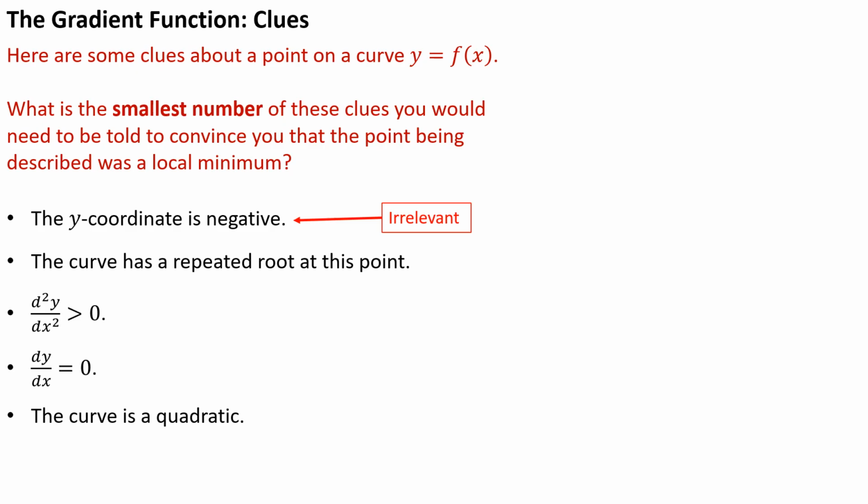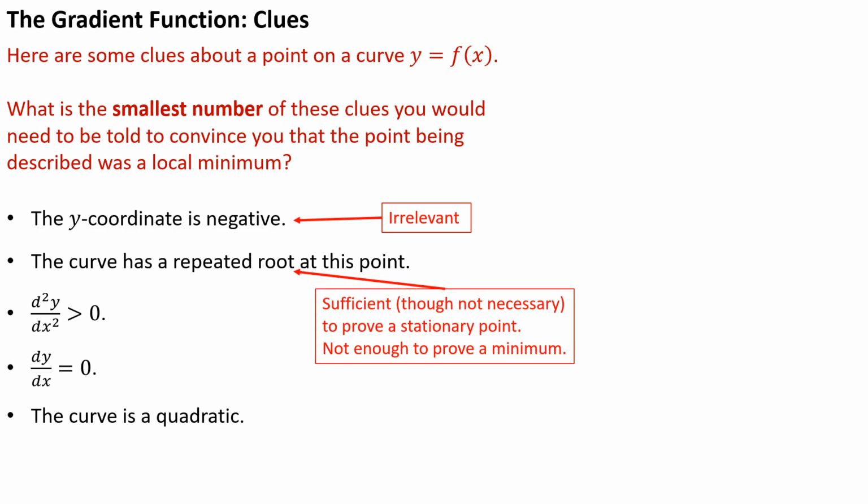Next, the curve has a repeated root at this point. Well, that sounds positive because although being a root is not necessarily relevant, a repeated root certainly makes it sound like it's going to be a stationary point. However, although this is enough to prove that we're looking at a stationary point, it's not enough to prove that we're looking at a minimum. I'm using the phrase "sufficient but not necessary" here. It's wording that you'll come across more if you do more mathematical proof as you move through your studies.